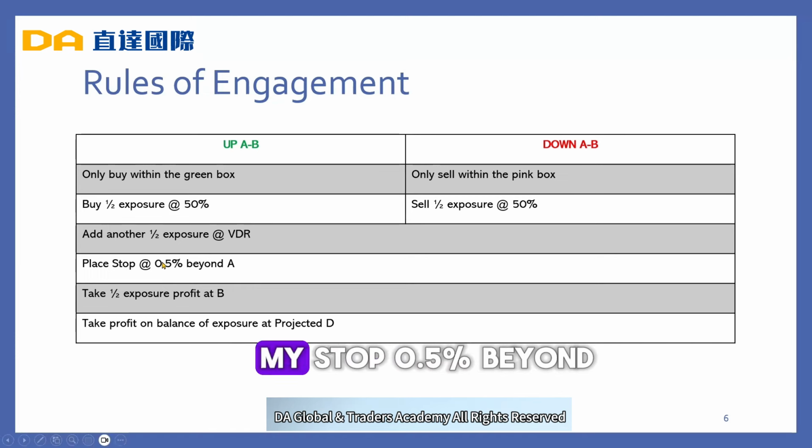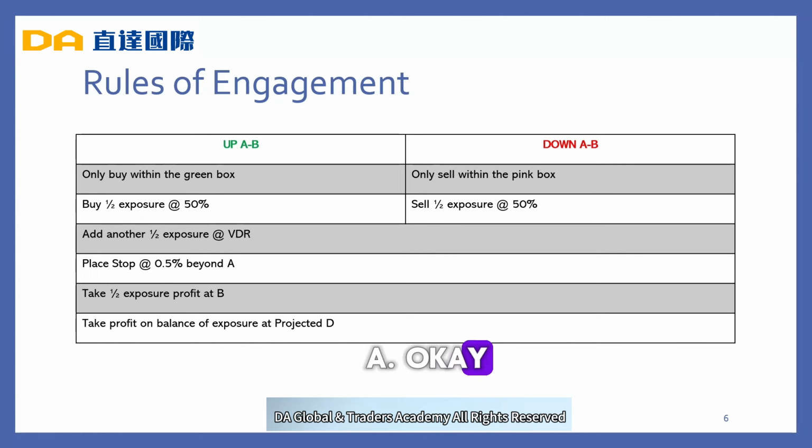So I'm going to put my stop 0.5% beyond A. If it's an up AB, I'm going to place it 0.5% below A. If it's a down AB, I'm going to put it 0.5% above A. So it depends whether it's an up or down AB.